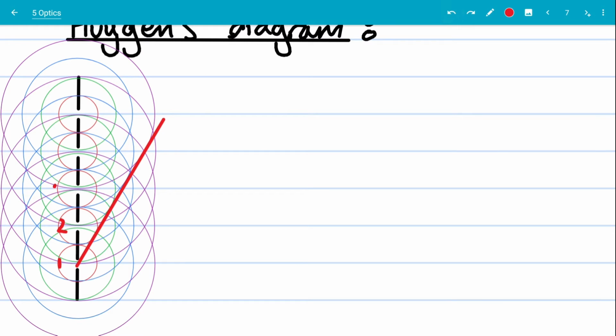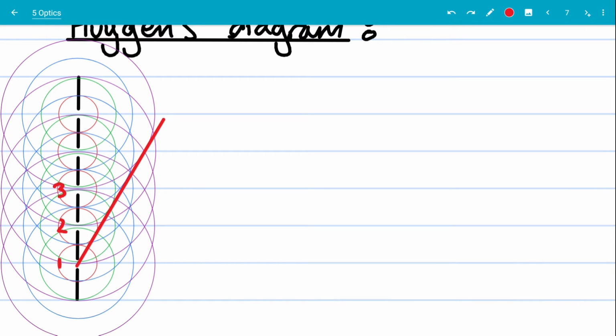Slit number 3, it's connected to the second wavefront from slit number 3 there. Slit number 4, it's connected to the third wavefront, which is there. Slit number 5, it's connected to the fourth wavefront, which is that one there.